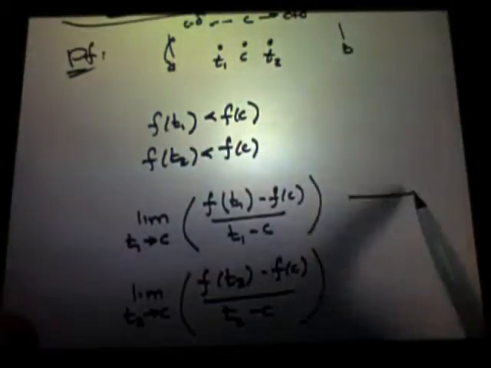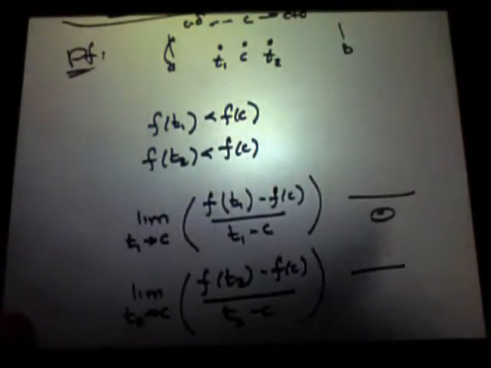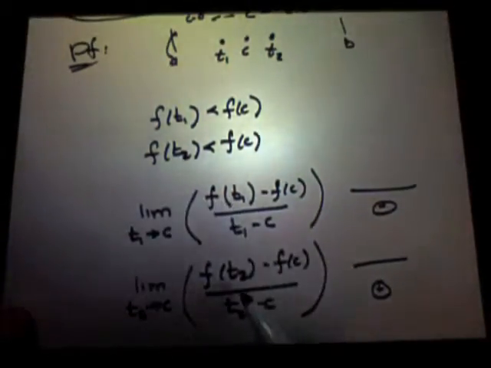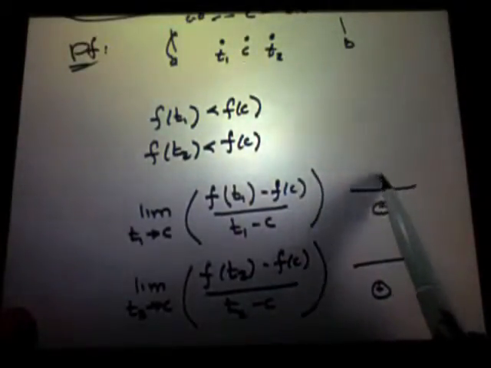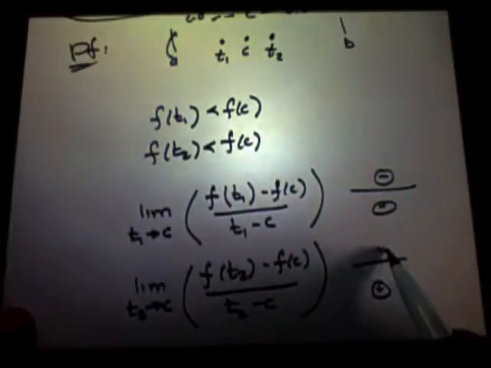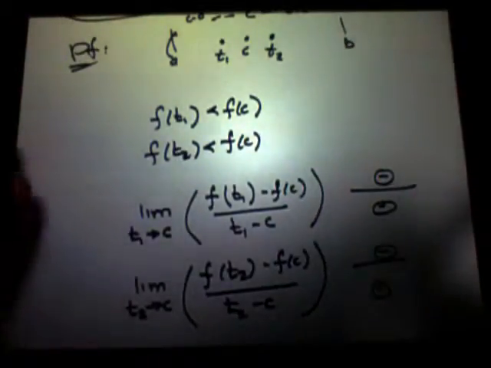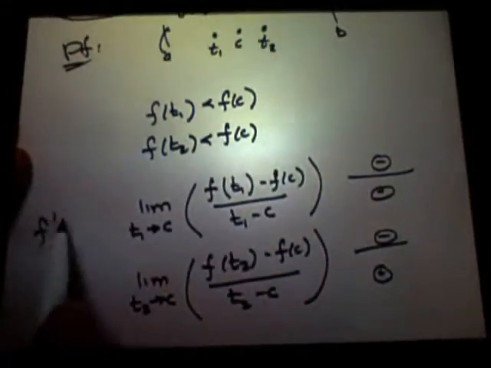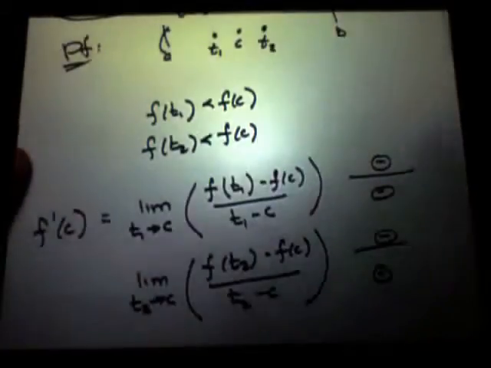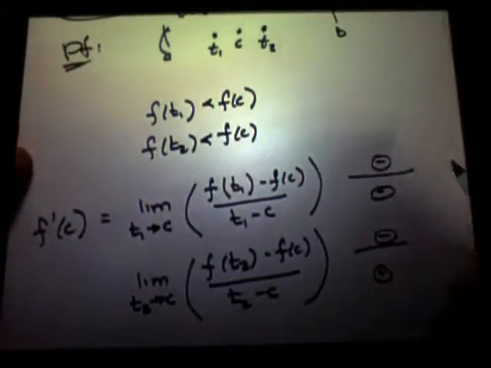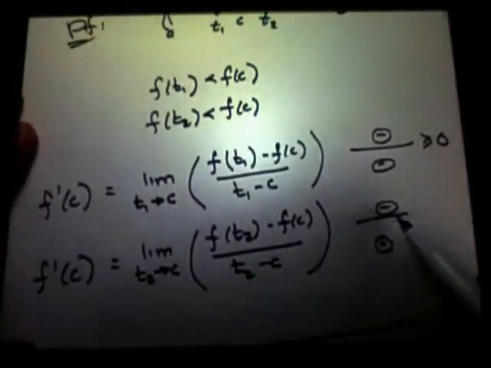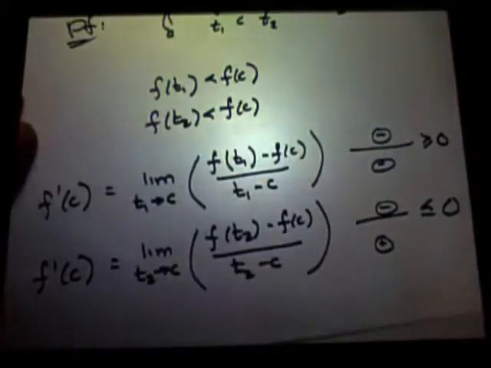t1 minus c is a negative number. t2 minus c is a positive. f of c is bigger than either one of these, right? So this one is negative, and this one is also negative. So the derivative at c is equal to this. So this is apparently greater than or equal to 0. The other estimate is that minus over plus is less than or equal to 0.